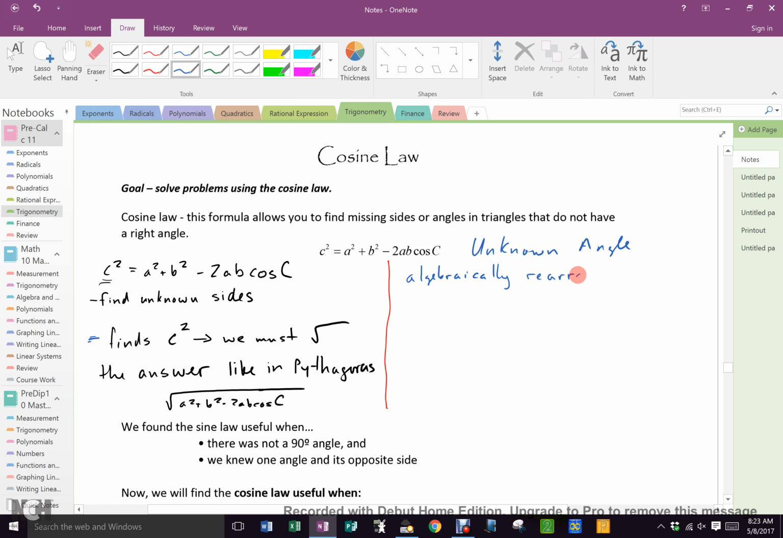Rearrange to solve for what? Well, it's hard to rewrite solving for C. So we have algebraically rearranged to find cos C. Then we shift cosine. Again, you can do it all at once. Now, most people screw this up when they're rearranging it. If I'm going to rearrange this, c squared minus a squared minus b squared, easy, nobody has any problem with that. But then what do I have to do with this part?